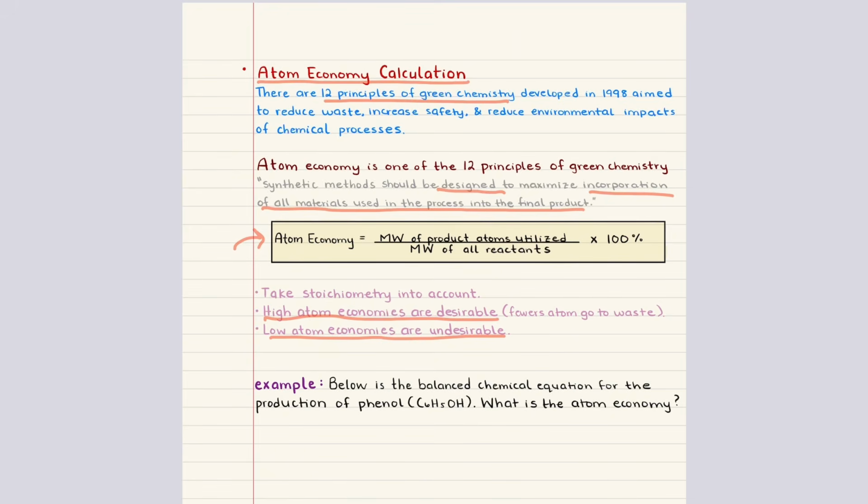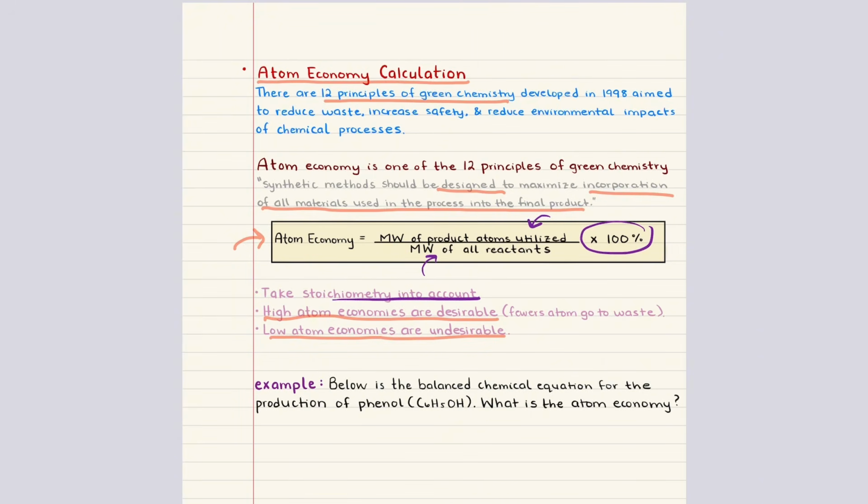The formula for atom economy is the molecular weight of the product atoms utilized divided by the molecular weight of all reactants multiplied by 100%. When you apply this equation, stoichiometry has to be taken into account. You don't just sum atomic masses, you also multiply by the number of moles that appear in the balanced equation.